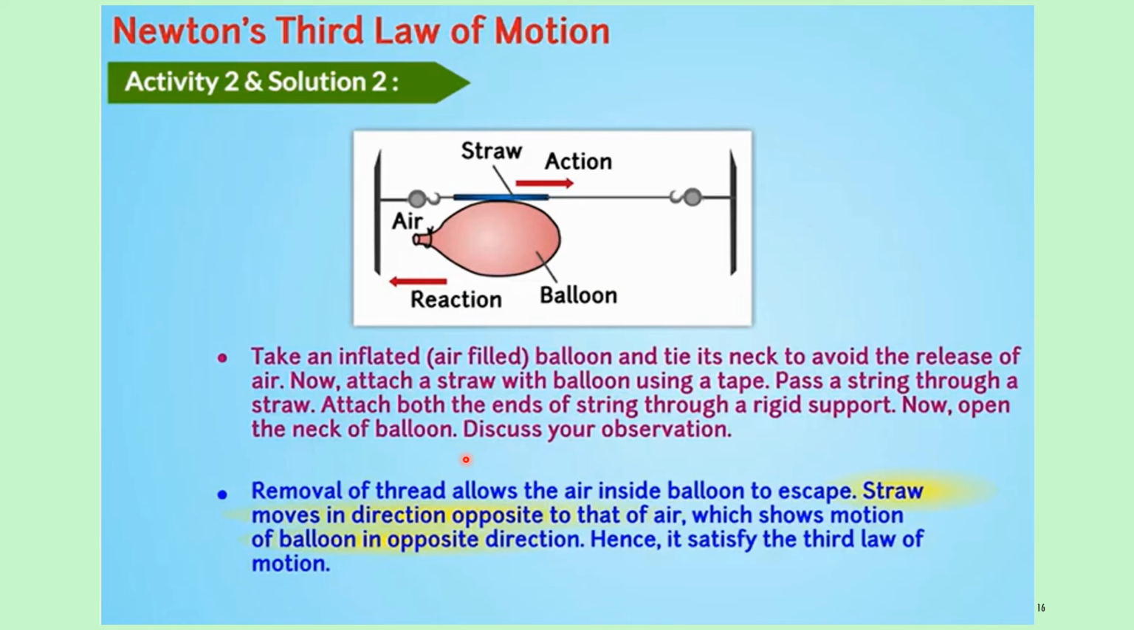Now open the neck of the balloon. Then what you will observe, let us discuss here. Removal of the thread allows the air inside the balloon to escape. The straw moves in the direction opposite to that of the air, which shows the motion of the balloon in the opposite direction. Therefore, the balloon will move in this direction. Hence, it satisfies Newton's third law of motion.